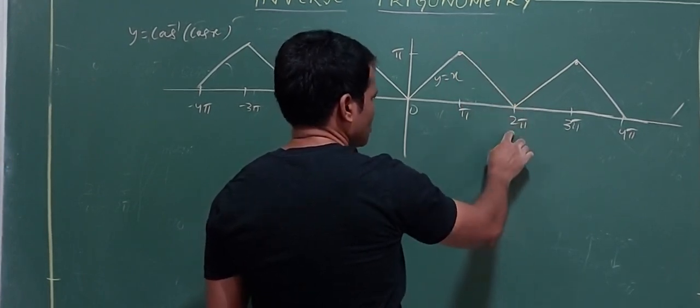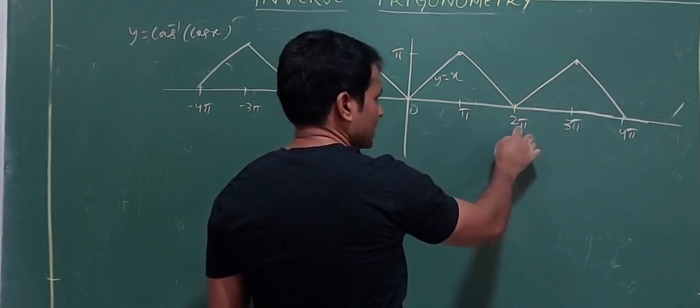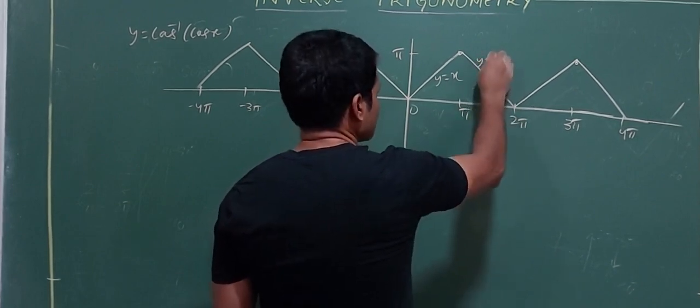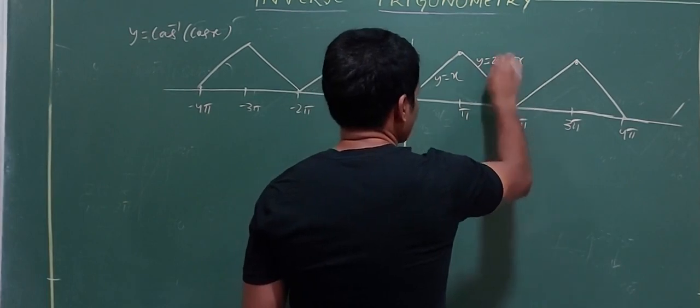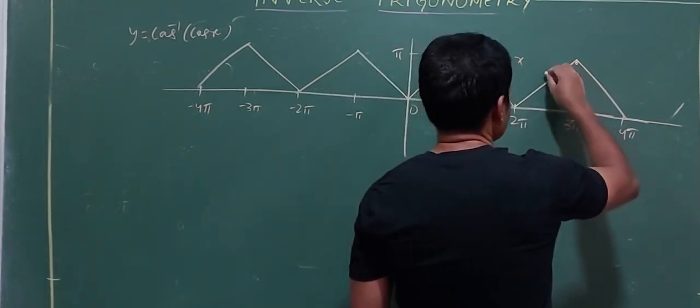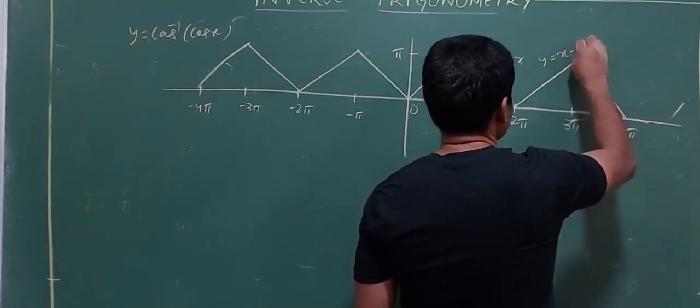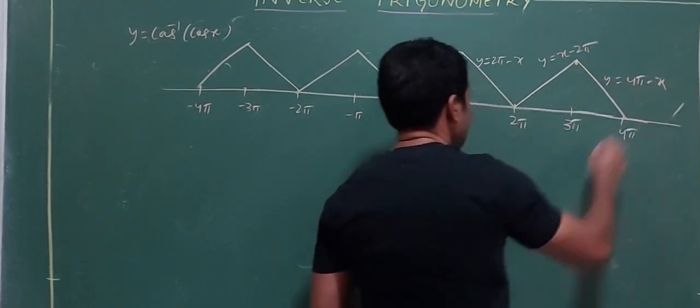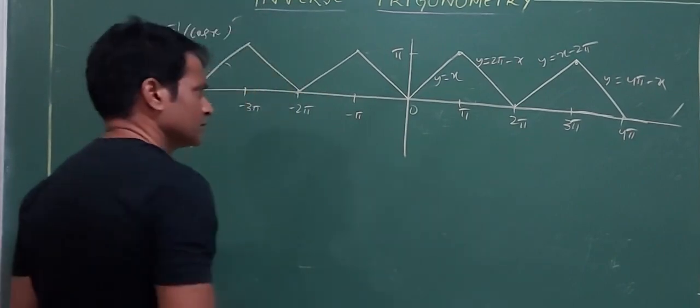Alright, this passes through the point 2 pi. y minus 0 by x minus 2 pi is equal to minus 1. So this is y is equal to 2 pi minus x. This equation is y is equal to x minus 2 pi. This equation is y is equal to 4 pi minus x. Similarly, each equation you can find out.